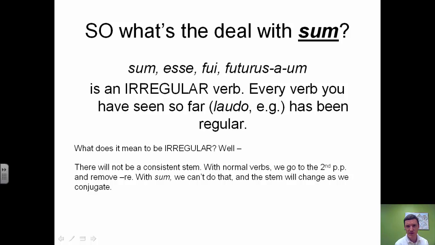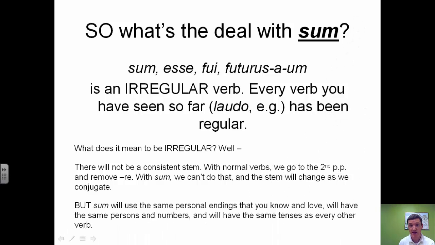So there are some weird things to sum. It's awkward, right? But you're in high school. Awkwardness is what you do. What's nice about it is that we're going to use the same personal endings, right?